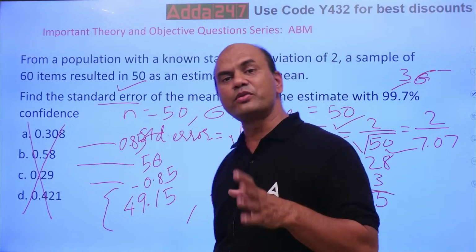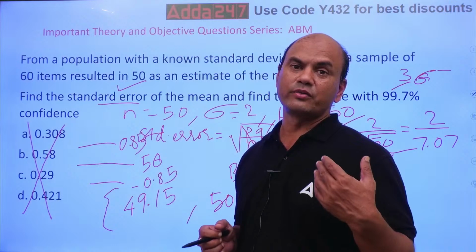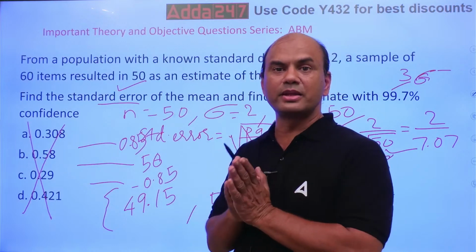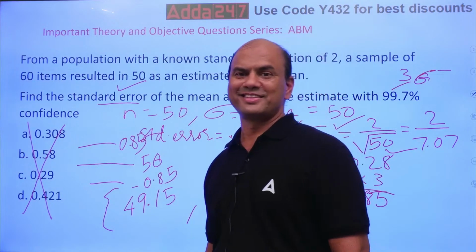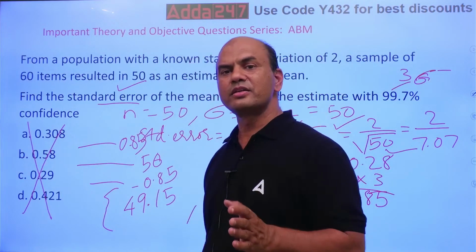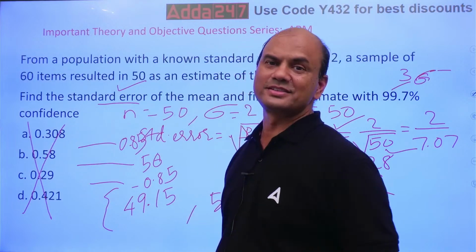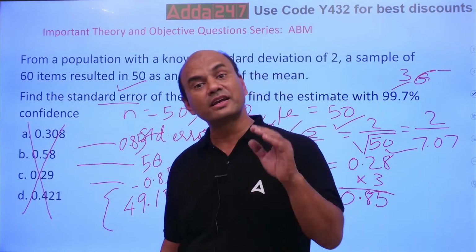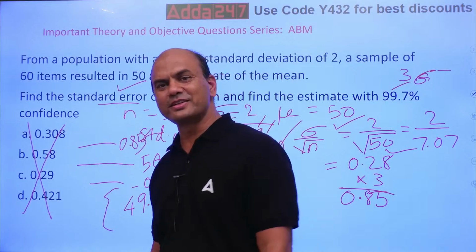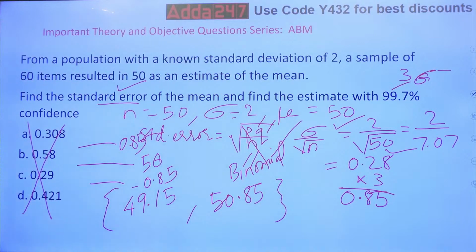There is a big theory for this standard error. If you go look at it, one standard error is nearer to the mean. 3 standard error is far away from the mean. As we go closer to the mean, your accuracy increases and your chances of getting the answer decreases. That is the difference. That is the main point. Okay? So that was it about these numericals.